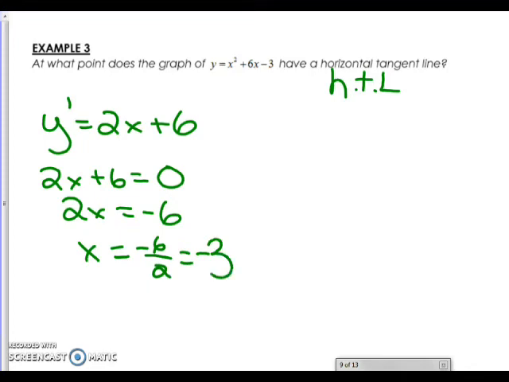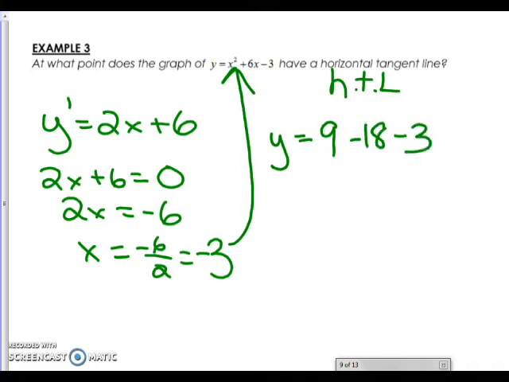So then the question becomes, what do I do with this number? Because this is the x value of the derivative. I need to take that -3 and plug it into the original. Good. So now we take that -3 and plug that into the original. So we have y equals -3 squared, which is 9, and that'll be 6 times -3, -18, and a -3. So that gives me y equals -12.